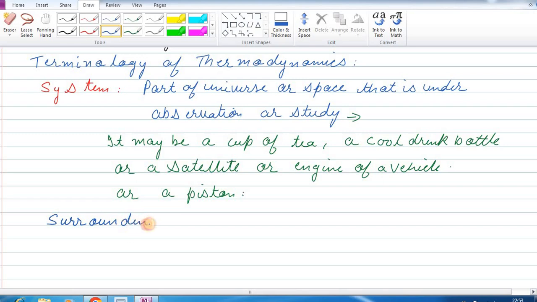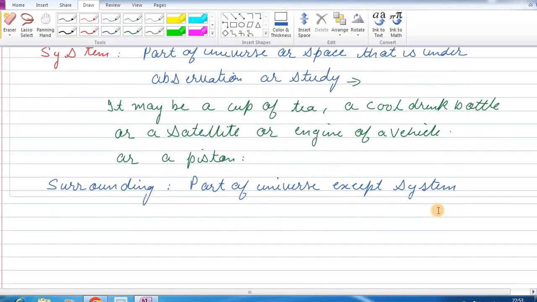Surrounding is the part of the universe except the system. So these two things are very important, because there is a strong interaction between system and surrounding. The universe is composed of system as well as surrounding.